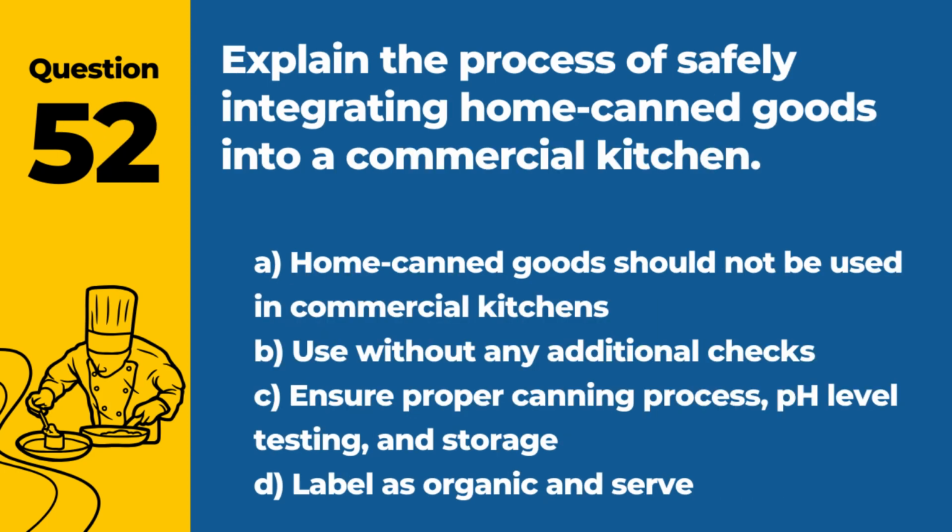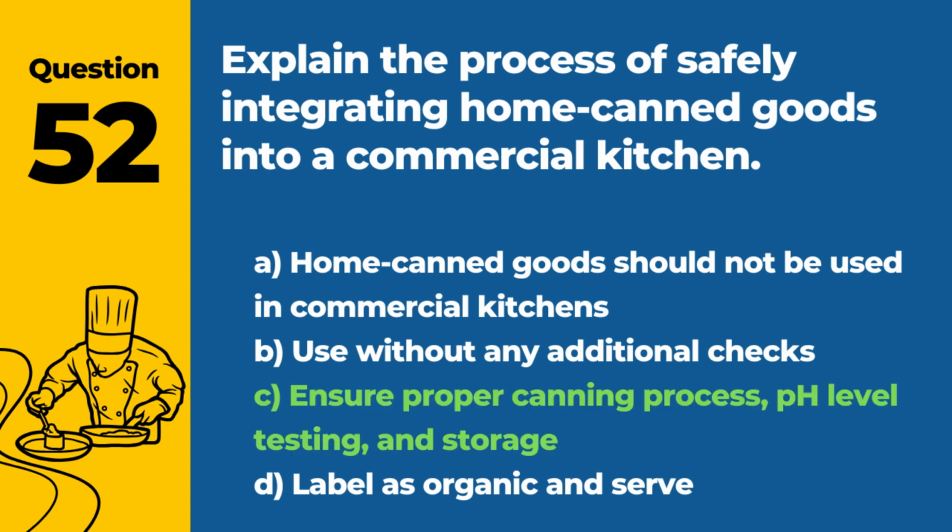Question 52. Explain the process of safely integrating home canned goods into a commercial kitchen. A. Home canned goods should not be used in commercial kitchens. B. Use without any additional checks. C. Ensure proper canning process, pH level testing, and storage. D. Label as organic and serve.